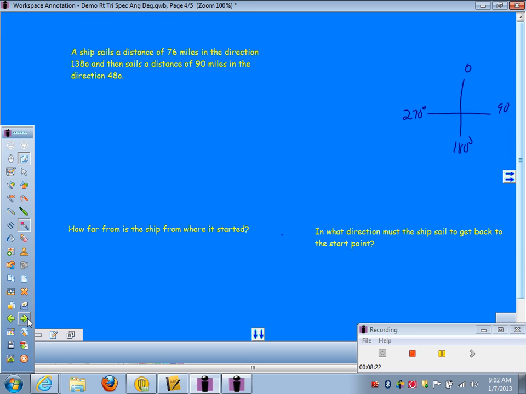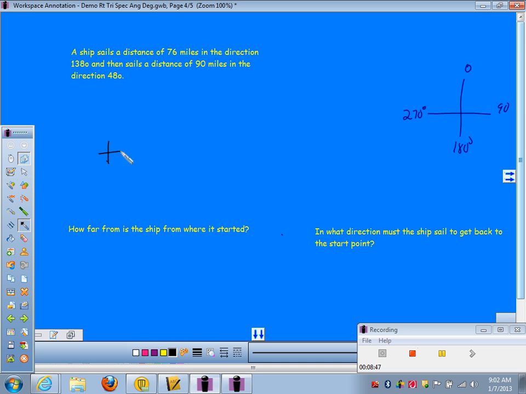We have a ship that sails a distance of 76 miles in the direction 138 degrees, and then sails a distance of 90 miles in the direction 48 degrees. The key to the thing is getting the picture drawn. What you want to do, make yourself a small coordinate system. Make yourself a small coordinate system to start from.